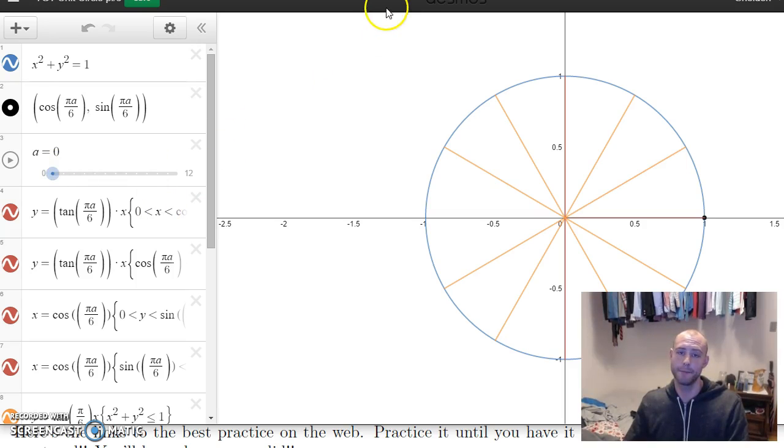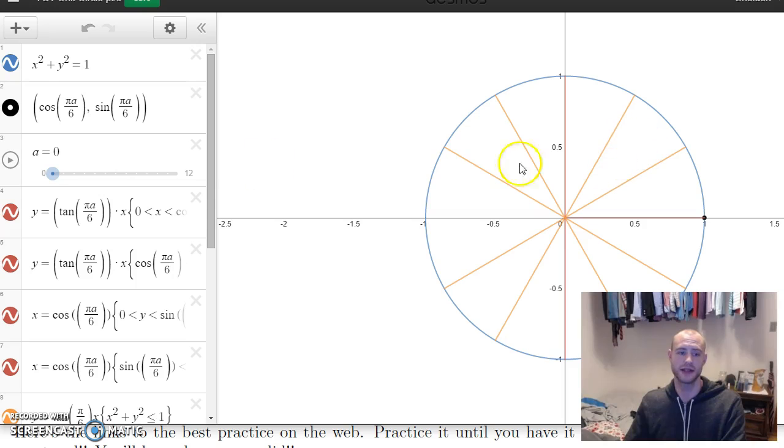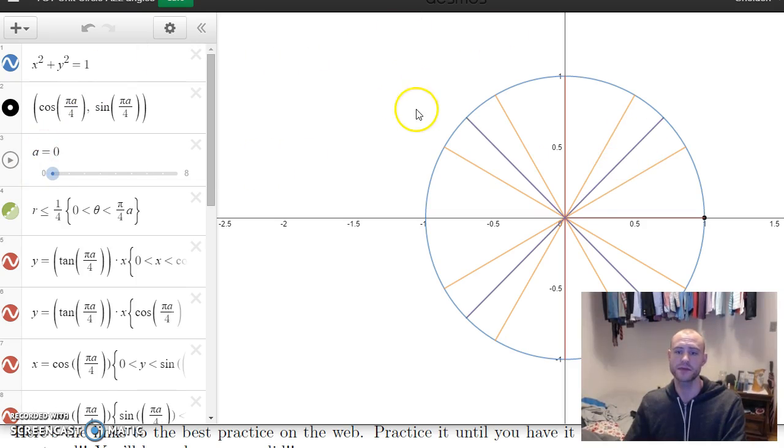I think that's all I wanted to say about pi over 6. Then we need the multiples of pi over 4. We're only missing these 45-degree angles. So that's these blue or purple lines that are added in there. This picture here has all the angles in it.